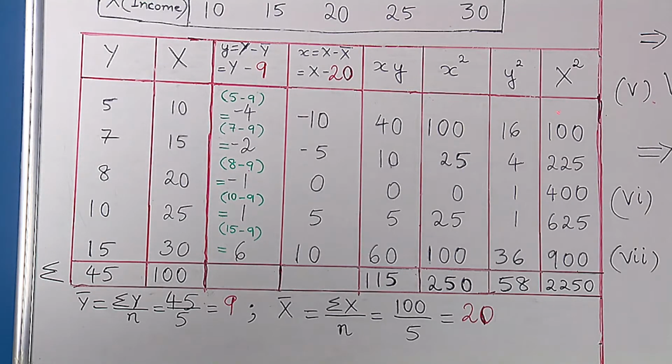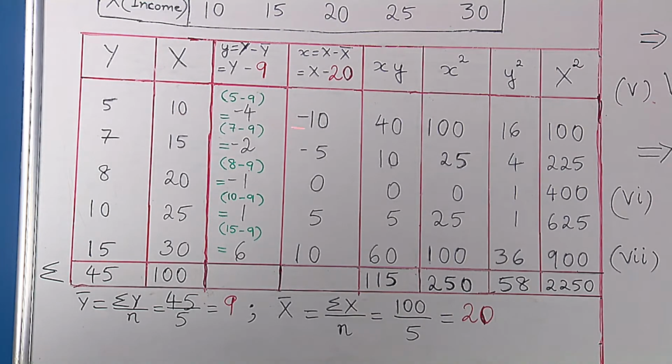Come to the last column, which is nothing but x square, capital X square. So, you should know the difference is not the deviation form, it is the original x value which has to be squared. So, where should we go? We should go to the second column, values of x given in the data set. So, here the value is 10.